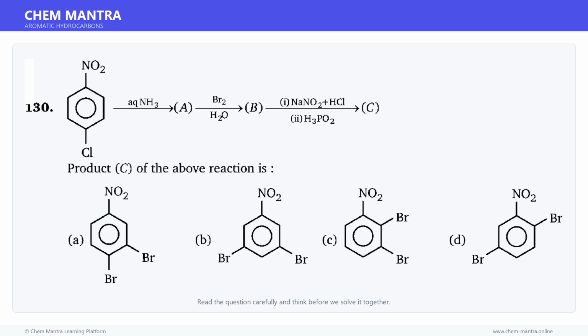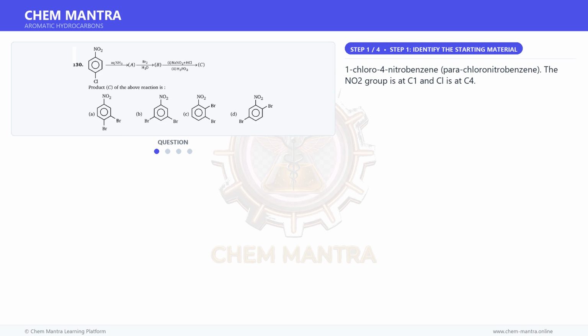Here is a question. Read it carefully and think about the answer. Let us solve it step by step. Let us begin solving this step by step. 1. Chloro-4-nitrobenzene, parachloronitrobenzene. The NO2 group is at C1 and Cl is at C4.